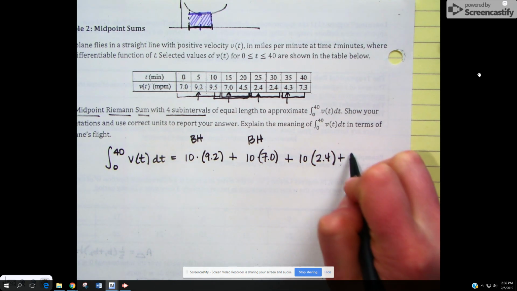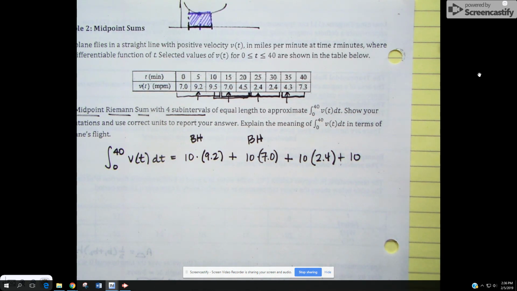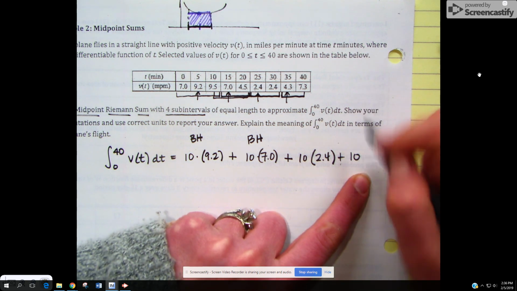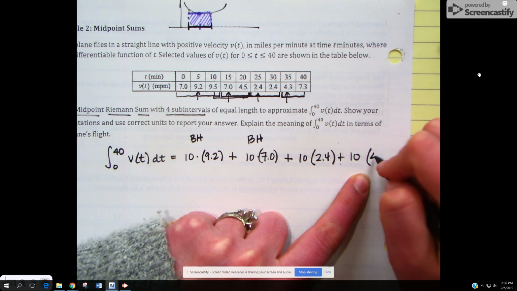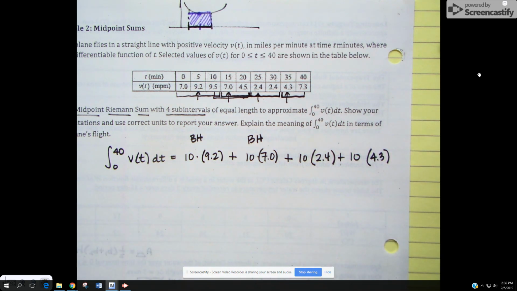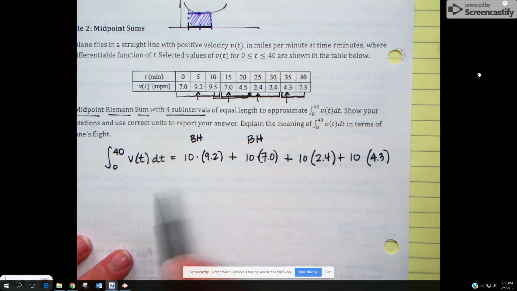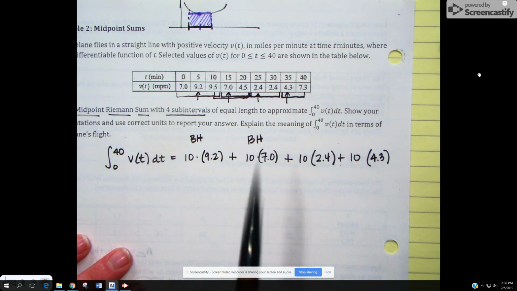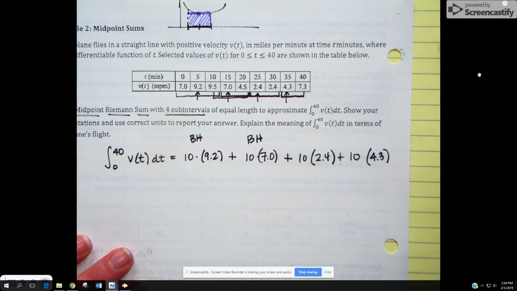And last but not least, from 30 to 40 is 10 minutes. And I'm using the midpoint at 35 minutes, so 4.3 miles per minute, for the actual velocity that I'm going to use. So you could plot a scatter plot just like we did before. If you're not sure how I came up with these numbers, that would give you a nice idea, but hopefully you guys are starting to see the connection between the data tables and the construction of the computation.